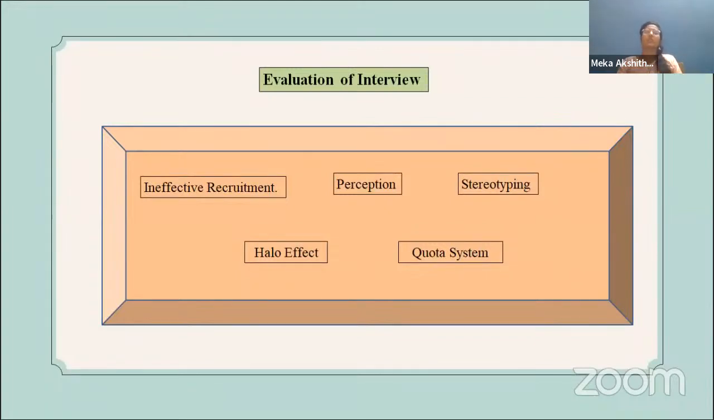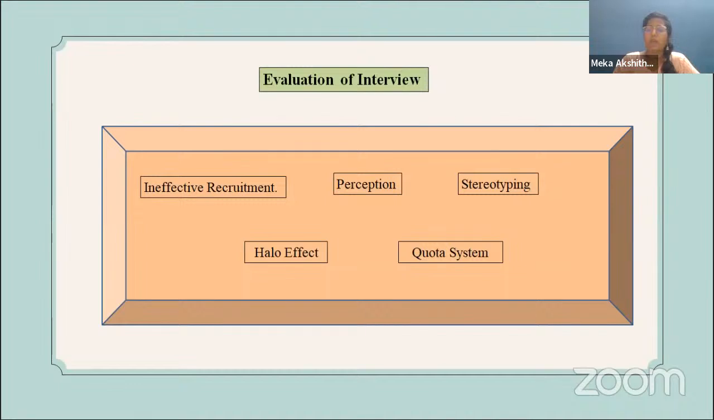Then comes the quota system. Sometimes there are a few jobs which are based on category, as in only category or gender. For example, for this particular job, only females are eligible. For this particular job, only certain category people are eligible.